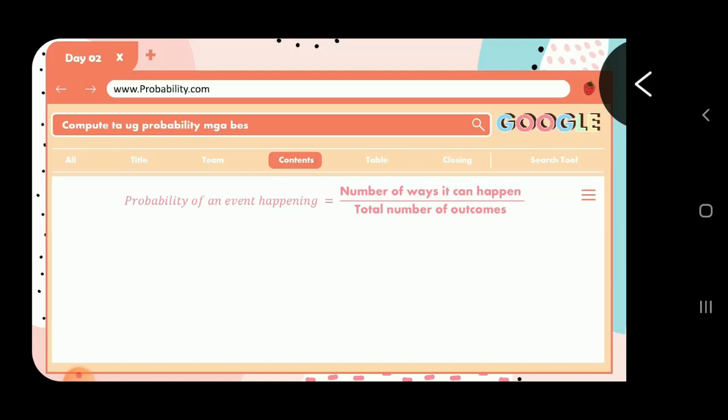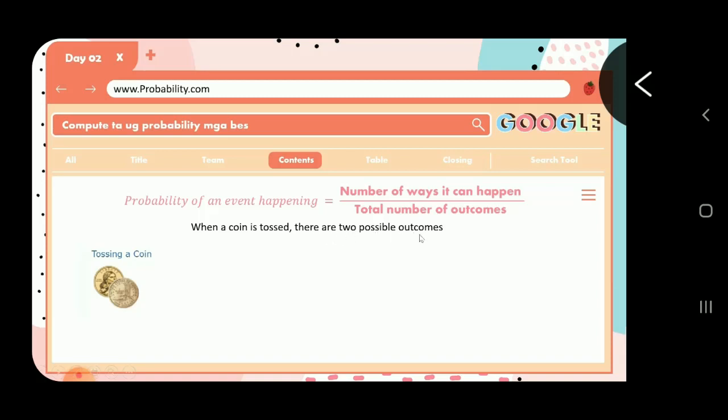To compute the probability, here is the formula. The probability of an event happening is equal to number of ways it can happen divided by total number of outcomes. Okay, let's have an example. Tossing a coin. When a coin toss, isa lang ka coin. Kung naay coin sa inyo, isa lang piso or 5 or 20 nga coin, basta coin nga naay heads and tail. So there are two possible outcomes.